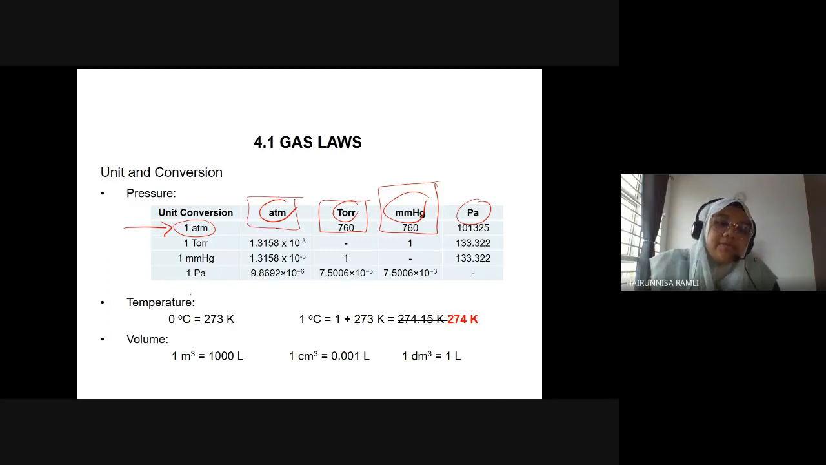Okay, and then this one is for pressure, and then we have temperature. So in this gas laws, kita banyak pakai on the absolute temperature. Absolute maksudnya dia mesti dalam Kelvin. Kita tak pakai sangat Celsius ni, kita pakai Kelvin lah. And bila pakai Kelvin, you have to add 273 untuk dapat that value of Kelvin.